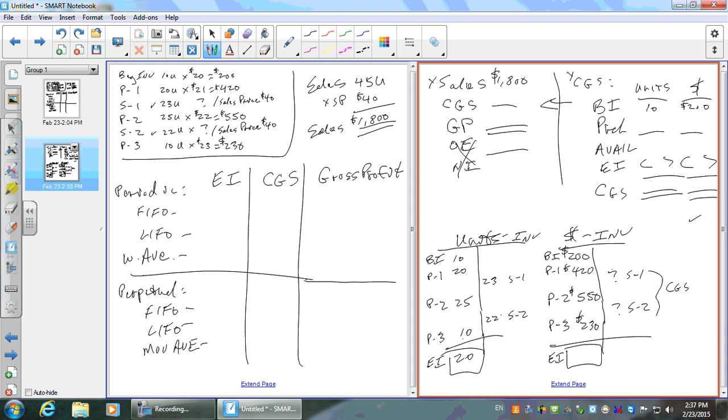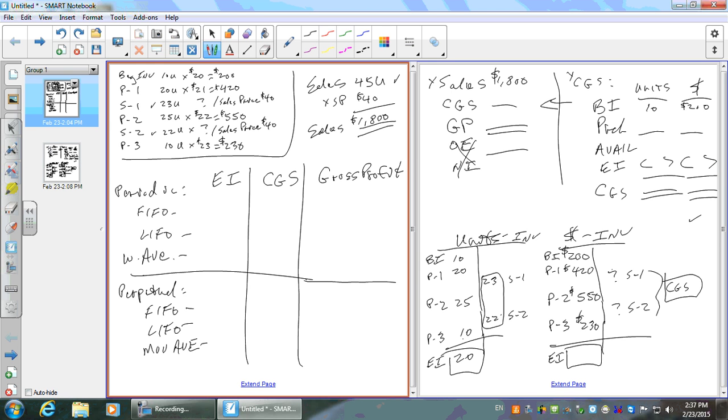You guys with me? And then the number that is for these cost of goods sold must be what? The ones for these that were sold. How many units were sold? 45. And we already knew it was 45, didn't we? Right? We did the sale. Okay. So how many units were purchased?